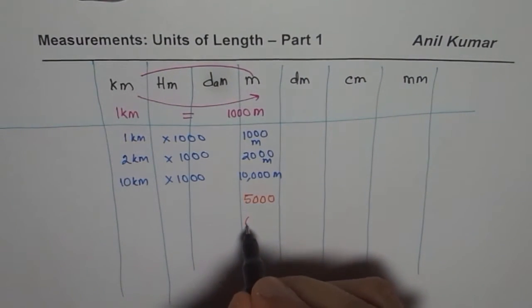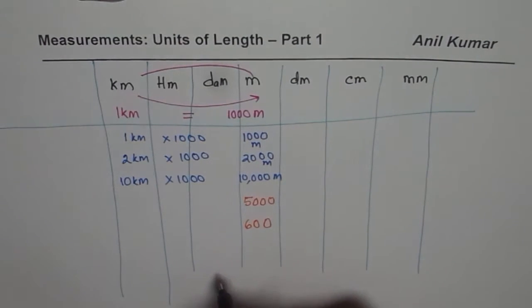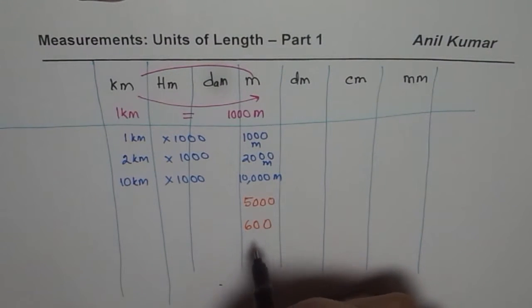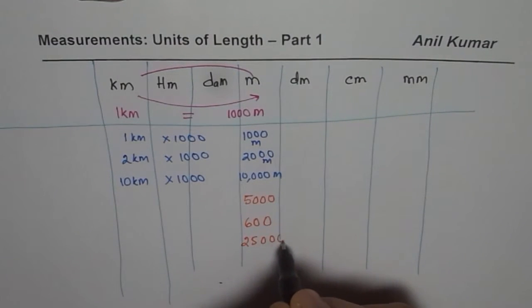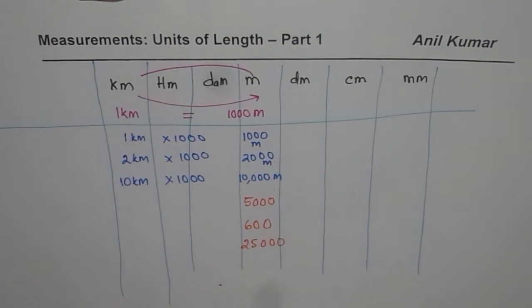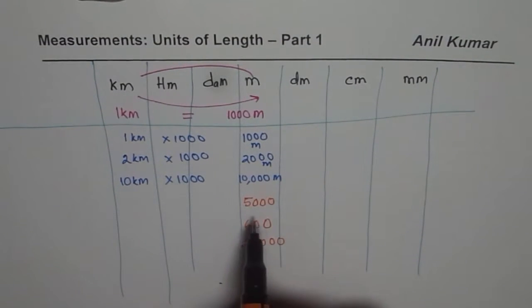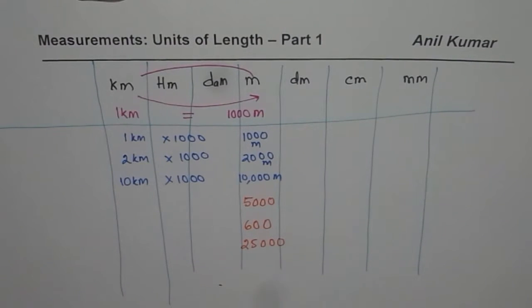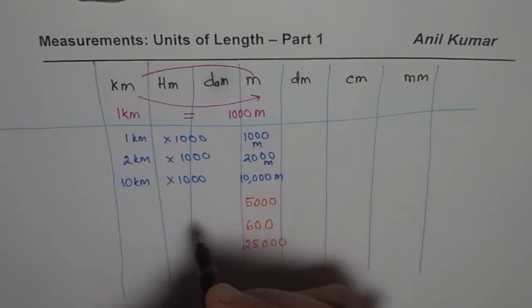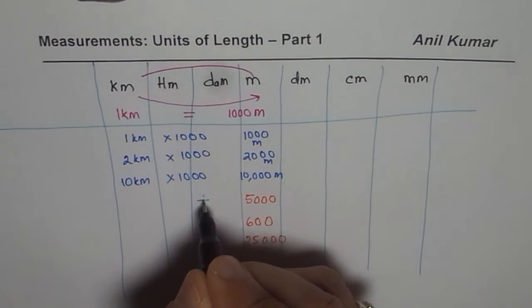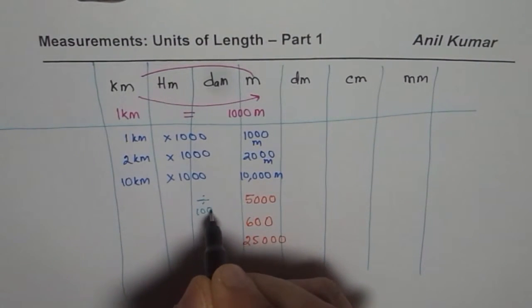Or let's say 600 meters. Or let us take 25,000 meters. In that case, we need to convert to kilometers. How do we do that? So when you do that, you have to divide by 1000. Now, for some of you, division could be difficult. So when you divide by 1000, what do you do?